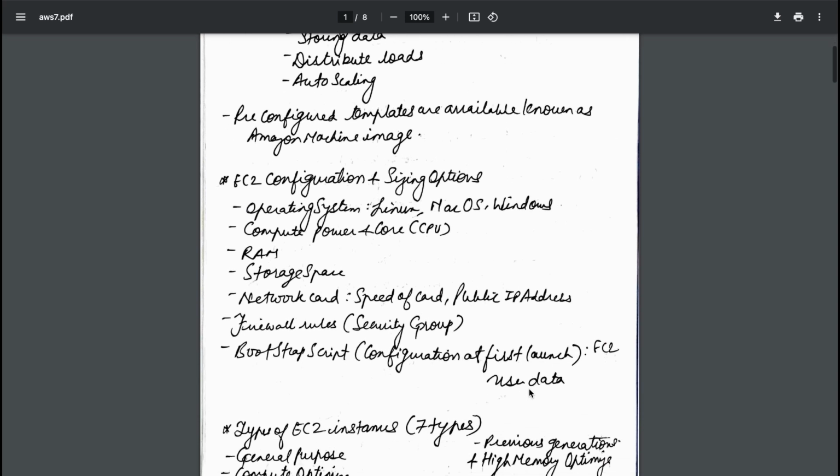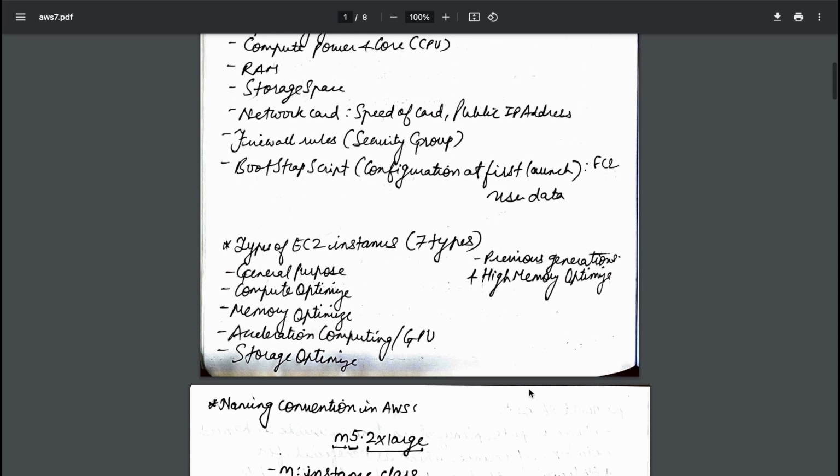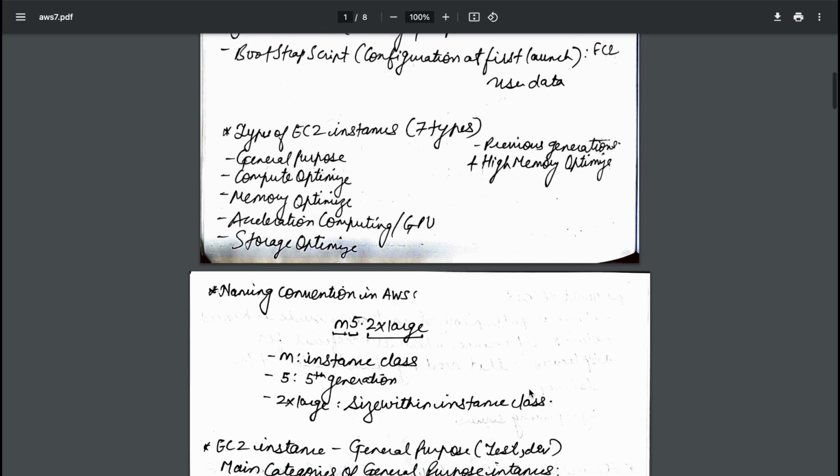So in the last video, at the end of the video, I discussed that there are seven types of instances: general purpose, compute optimized, memory optimized, accelerated computing slash GPU, storage optimized, high memory optimized, and the last one, previous generation. So earlier I just mentioned the types, and today we are going to do a deep dive on all of the seven, right? So yeah, let's start with the actual video.